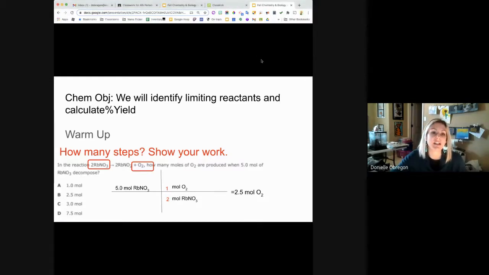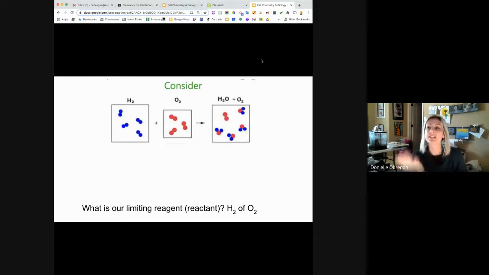Well, we can use these recipes to figure out what we're going to run out of first. So let's take a look visually at what's happening in this picture. I want you to consider this picture. The left side of the arrow are our reactants. Sometimes they'll be called reagents, okay? The right side is the products. So on the left, we have H2, hydrogen, and it's going to mix or react with oxygen, O2. And on the right, it's going to produce water, H2O, and O2.